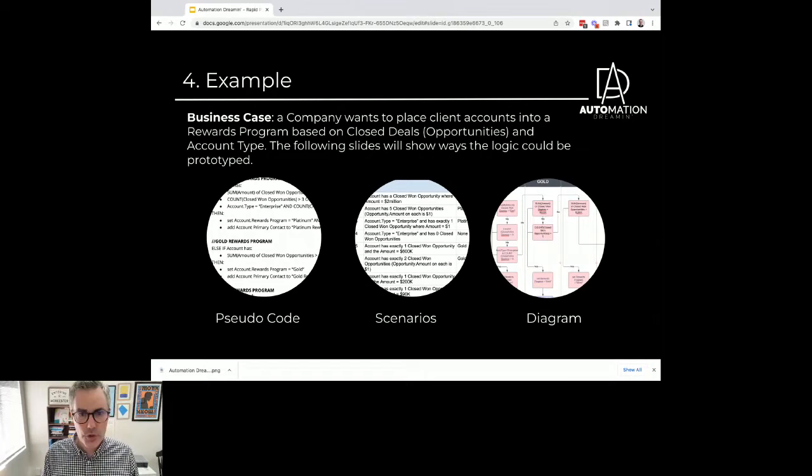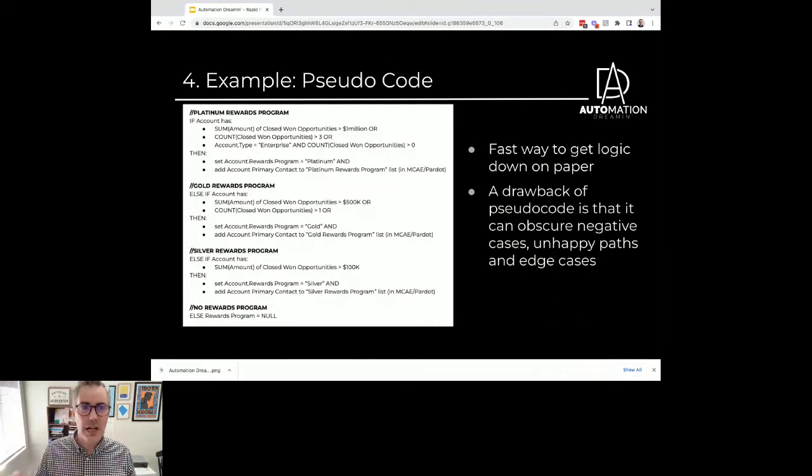I'm going to go through how we could use pseudocode, scenarios, and a diagram to help illustrate and prototype that logic. So our first example is pseudocode. Folks are probably familiar with this. Generally, it's just writing out the logic in an if-then statement format. There's other ways to do it as well, but generally this is how you see it. And the benefit of pseudocode is generally that it's a quick way to do it. People can generally read through it and see it.